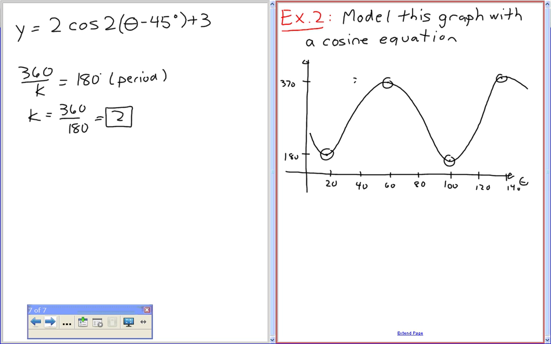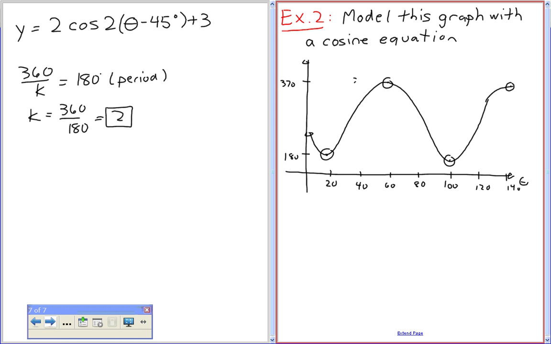Okay, so I'd like you guys to give an attempt at this one, please. The points are, I'll actually draw the coordinates on here if you need them. The points are going to be 20 and 180, 60 and 370, 100 and 180, and then 140 and 370. Okay, so this is one that when you guys are saying, well, yeah, you can just see the max and the axis and all that stuff, it's a little bit trickier. You may have to do a calculation here. If you can eyeball it, that's fine.